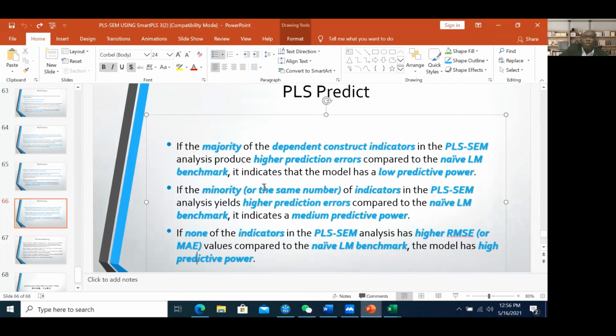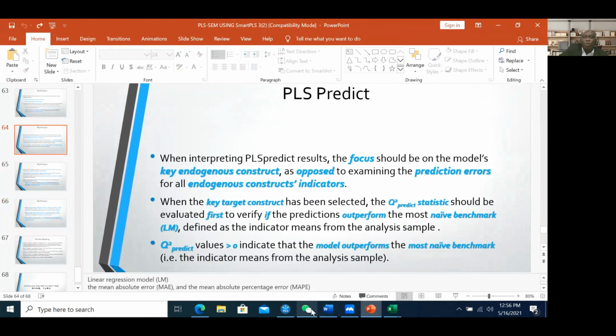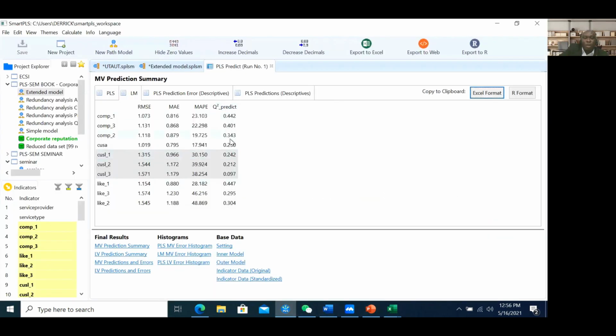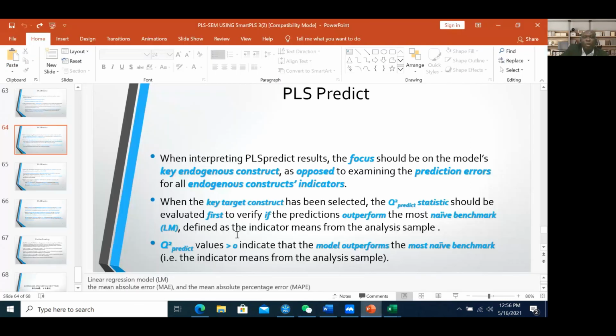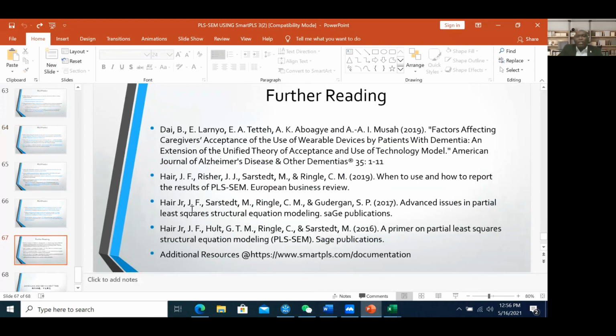All right, so for PLS predict, you first of all check the Q squared predict, then you compare the error terms between the PLS and the linear regression model. You compare and use the benchmark to assess them. So that basically ends our basic introduction to statistical analysis, or PLS-SEM analysis, using SmartPLS.